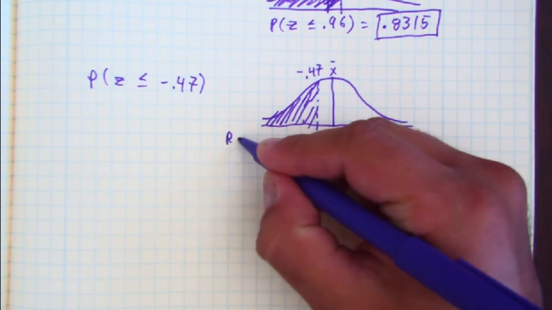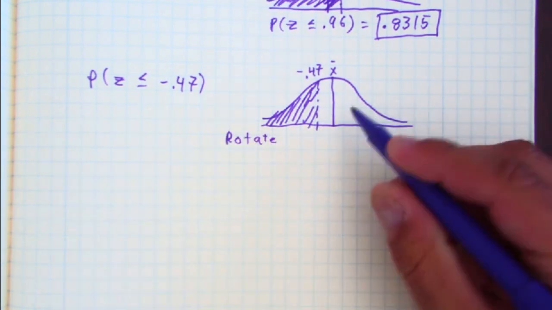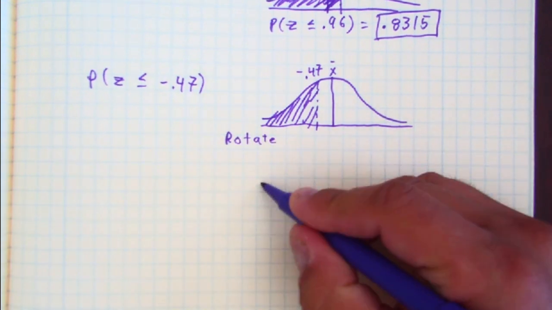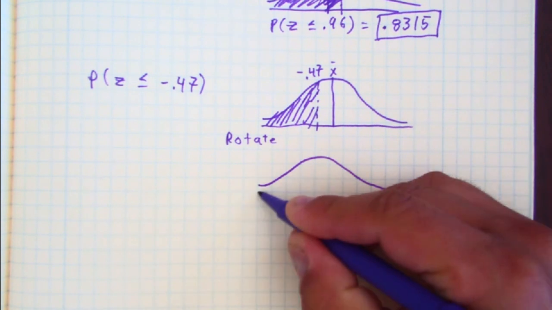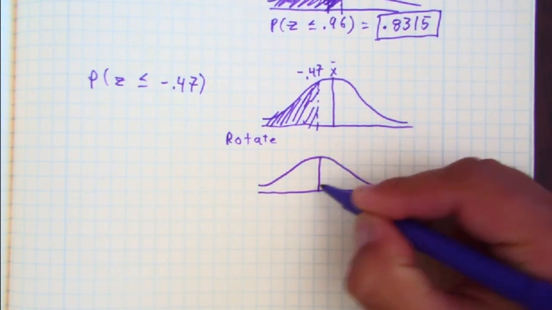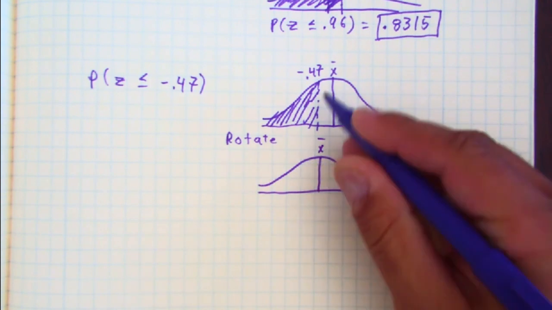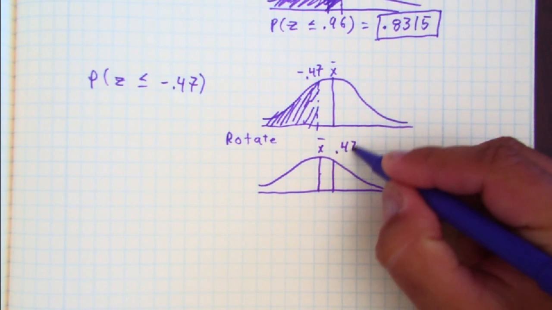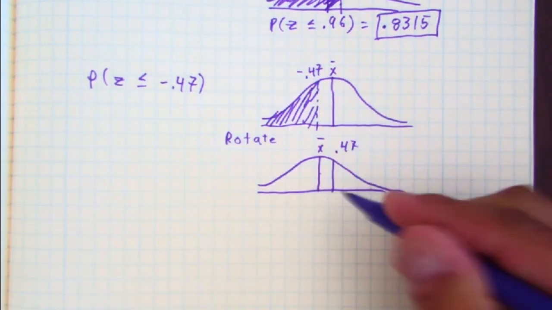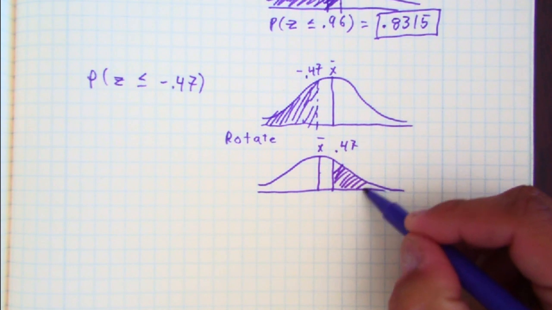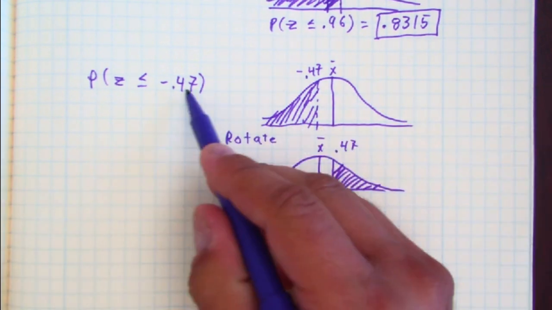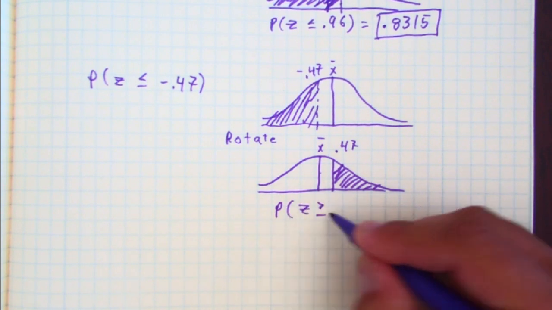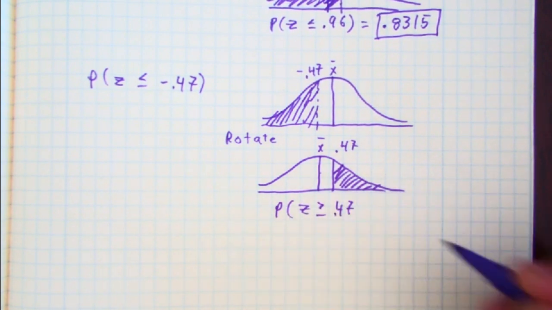Again, we're going to do a rotation. So because the normal curve is symmetrical, we're going to rotate it around x bar and redraw the diagram. So we've rotated it. Here's x bar in the same position. 0.47 from the mean. The area that was shaded when we spun it around now will be this area. So as you can see, less than a negative is going to be the same as greater than a positive of that same value.